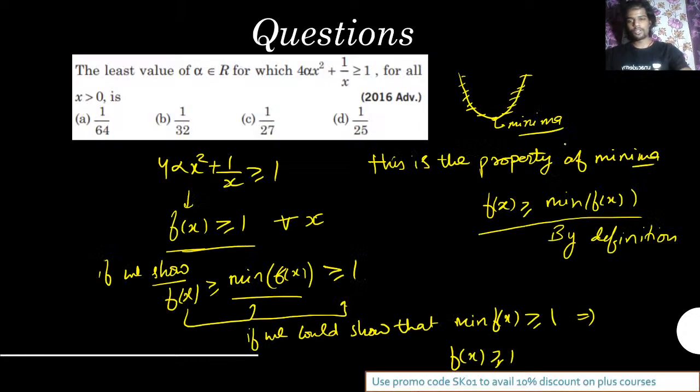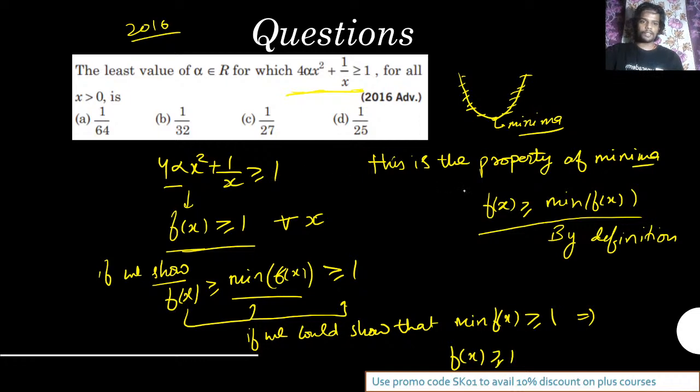I will again show the question for people who have just joined. We are doing a question of JEE Advanced 2016: the least value of alpha for which this inequality holds true. So we said that this is a function f(x), and we want to show that this is greater than or equal to 1.